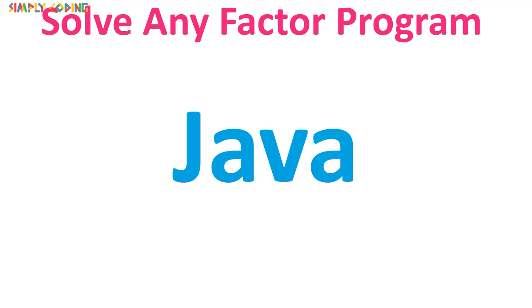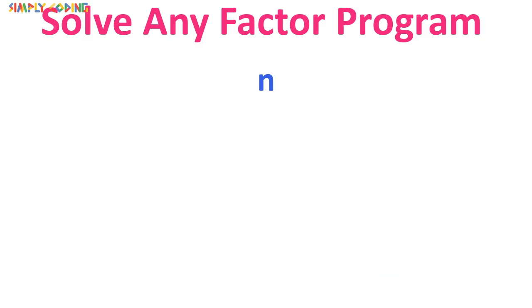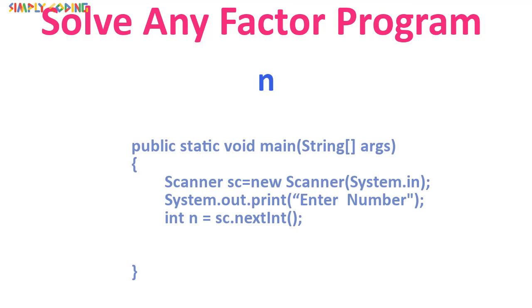I'm using Java language over here, but if you know C, C++, Python, you can continue watching as concept-wise it is the same. So the first thing is that we will assume we have some number n for which we need to find factors. Now you could be asked to write main and take in the number from the user like using a scanner class.